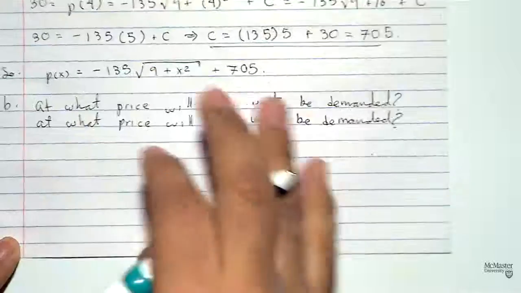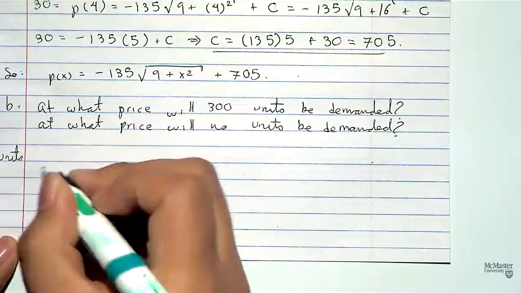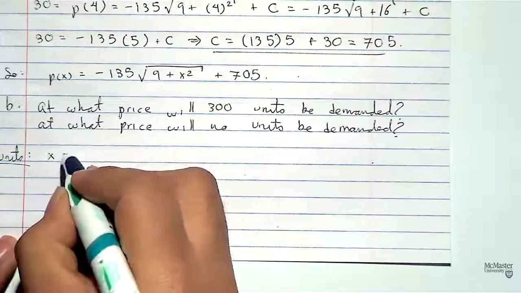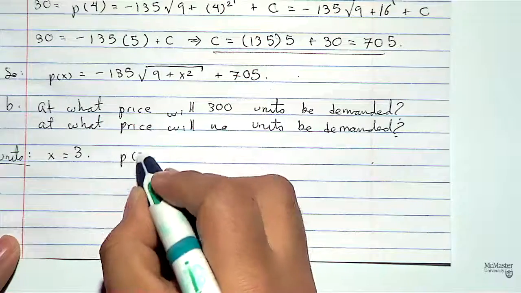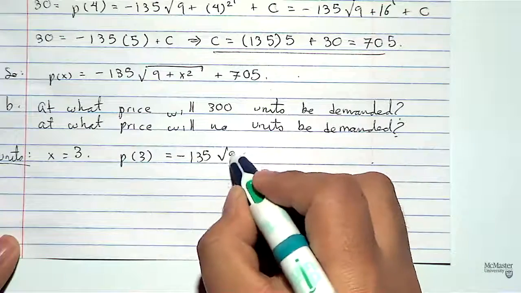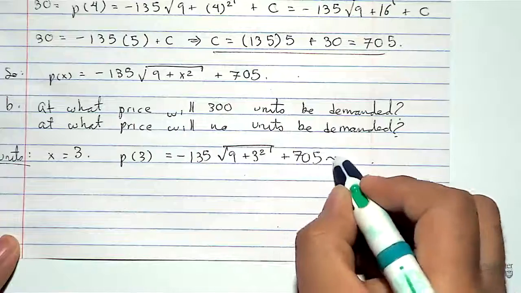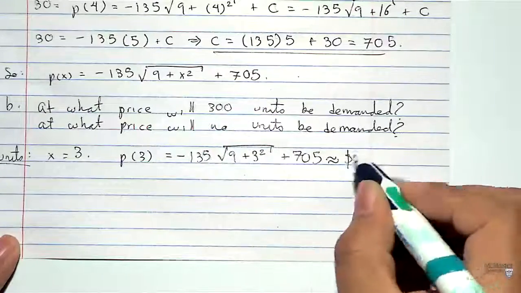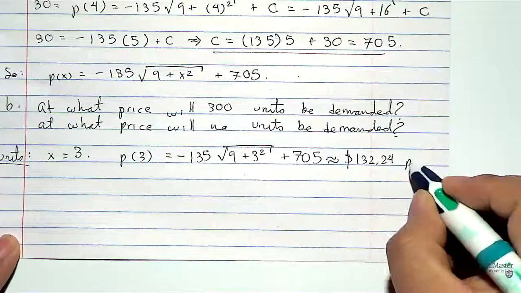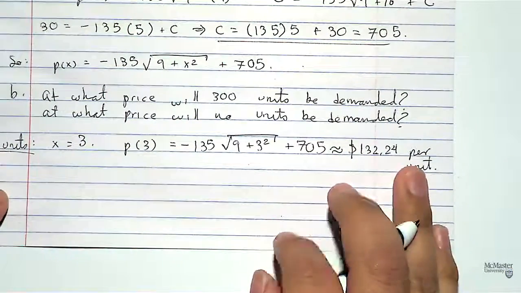In the statement of the problem last class, it was indicated that the units for x are in terms of the hundreds. So if you have 300 units, that means that x is equal to 3. So now you know that p evaluated at 3 is equal to minus 135 times the square root of 9 plus 3 squared, plus 705. And if you do the computation, it's approximately, putting the figures outright in dollars, 132.24 per unit. Remember that the function p is the price per unit.